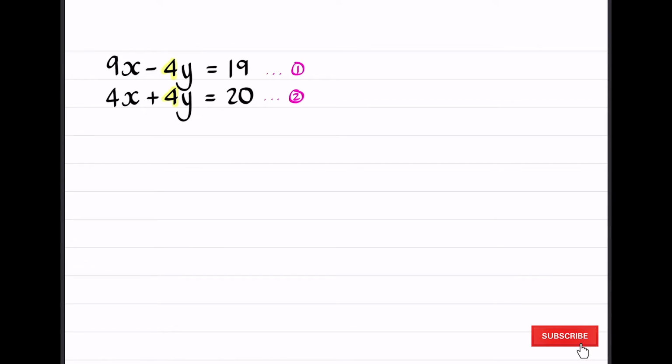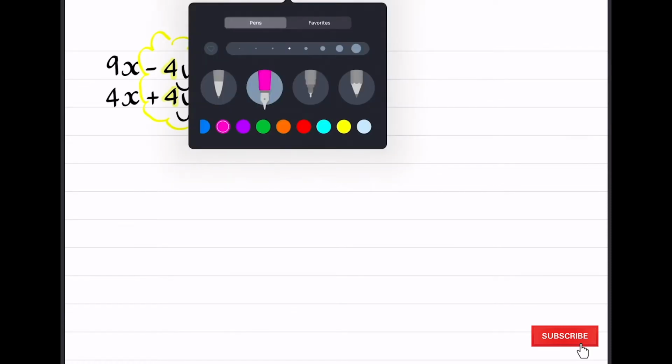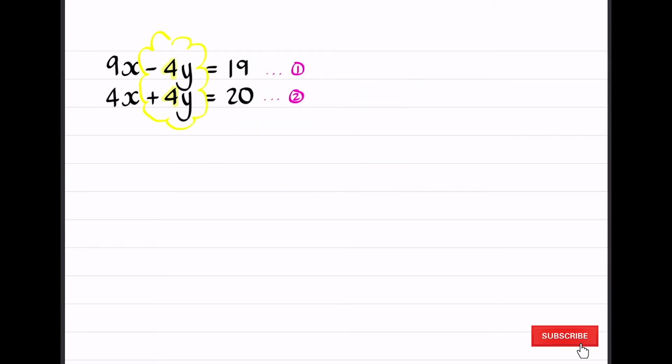All right, I'm going to look at this equation and I'm going to see that I can get rid of my y's. All right, so I want to get rid of one of the variables so that I can solve for the other variable. In order to get rid of these y's, I am going to add these two equations. So I'm going to say equation number 1 plus equation number 2.